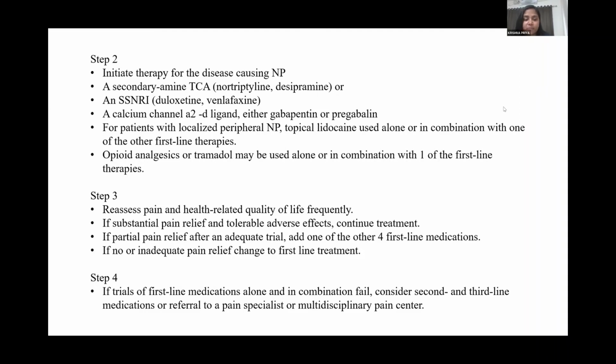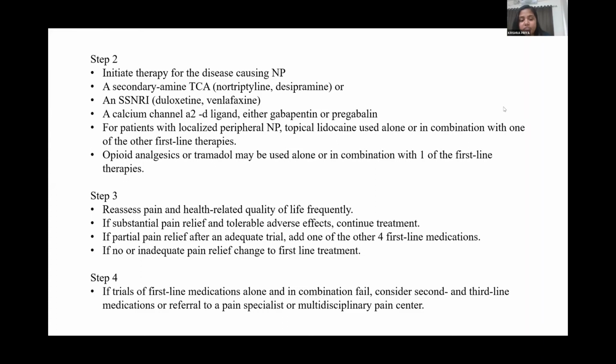Step 3 is reassess the pain and health-related quality of life frequently, and if substantial pain relief and tolerable adverse effects are there, then continue the treatment. If there is partial relief after an adequate trial, add one of the other first-line medications, or if no or inadequate pain relief is there, change to another first-line treatment.